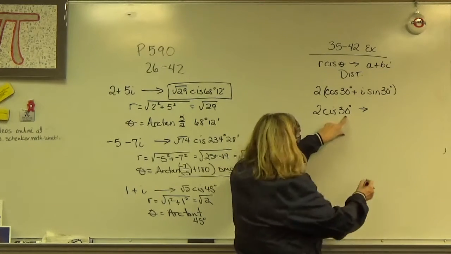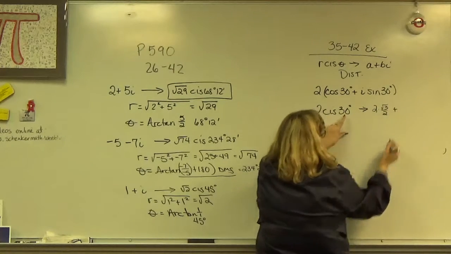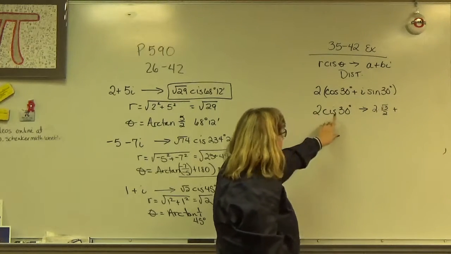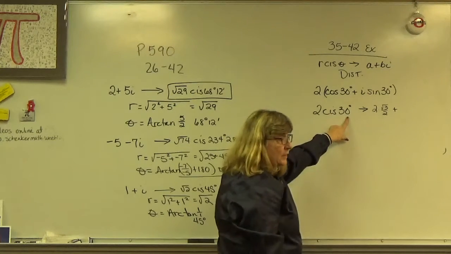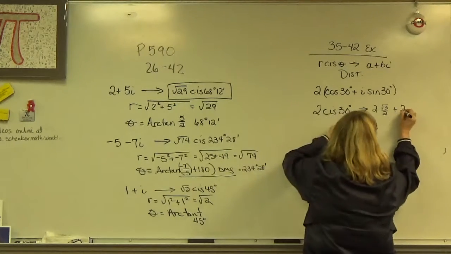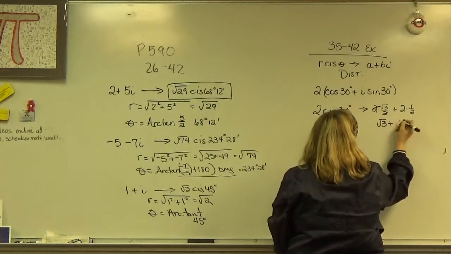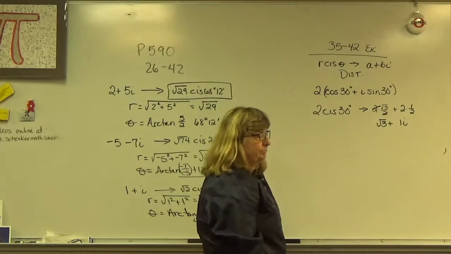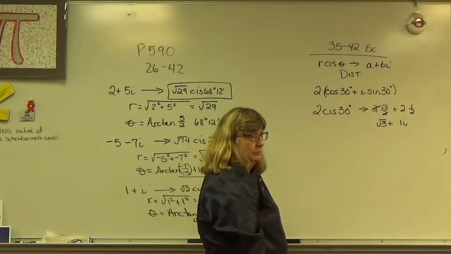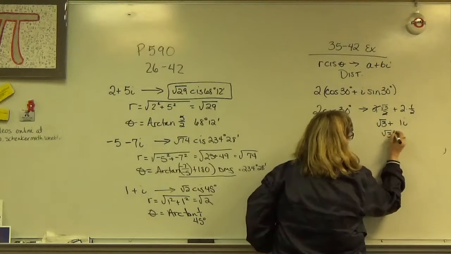Square root of 3 over 2. So 2 times the square root of 3 over 2. Okay, now what's the sine of 30? 1/2. So this ends up being the square root of 3 plus 1i. Do I have to put the 1? No. It would be square root of 3 plus i.